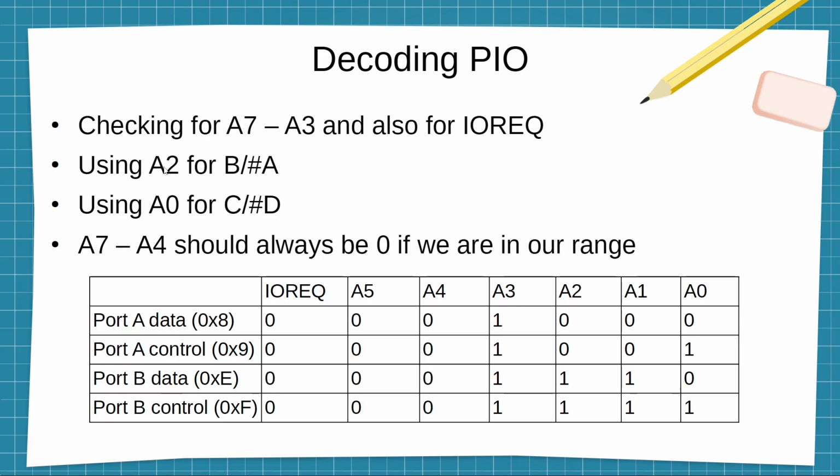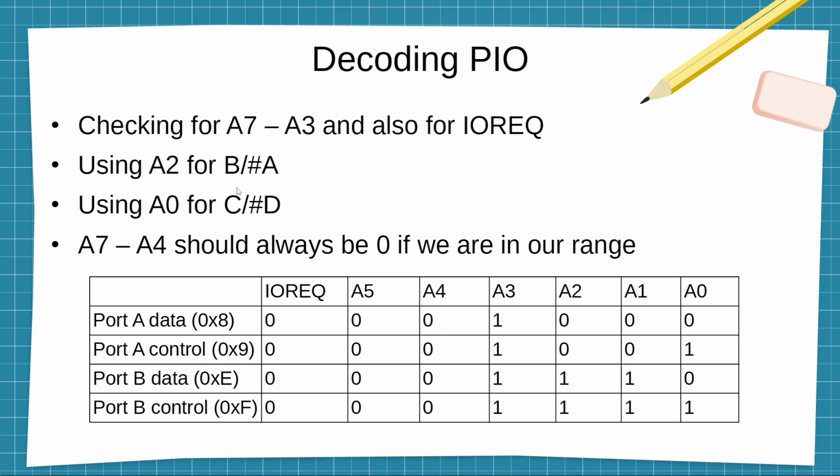We will be using A2 for the B/A. This is the selection for the ports. The PIO has two ports, port A and port B, and we are going to be using A2 for the selection. And we are going to be using A0 for the control/data. So when A0 is low, the data will be selected, and when A0 is high, the control will be selected.